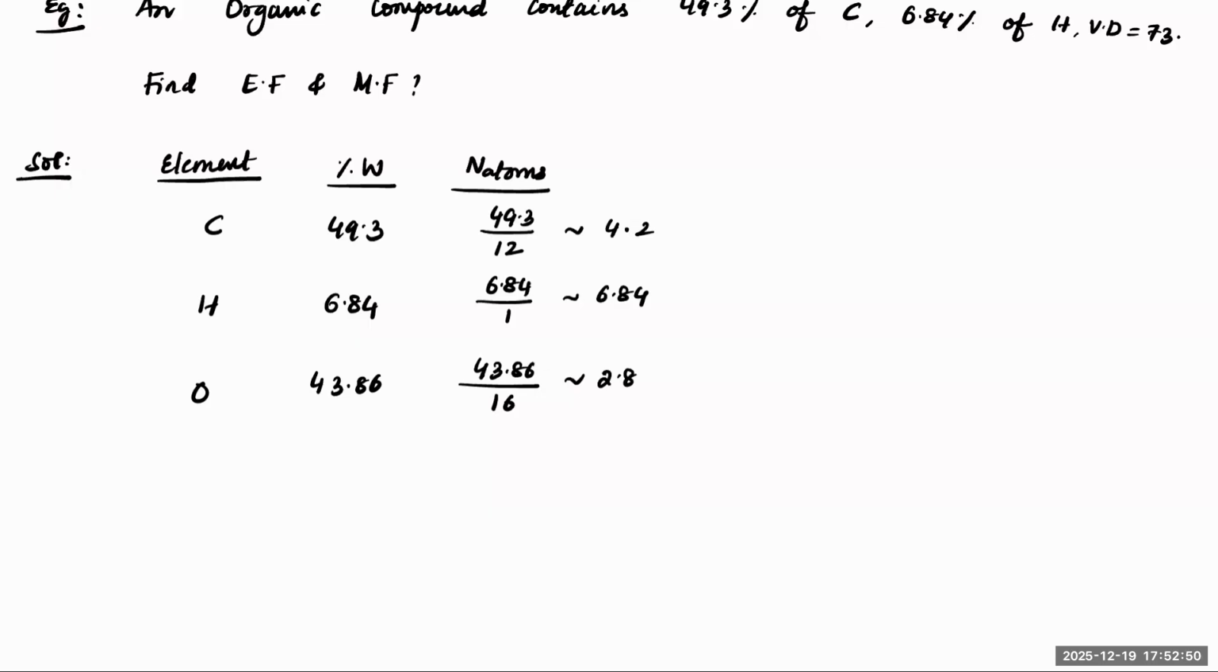Now identify whichever is the lowest value and divide it into the other numbers. Okay, so now you will get the closest ratio of atoms. That is 4.2 divided by 2.8, 6.84 divided by 2.8, and 2.8 divided by 1.